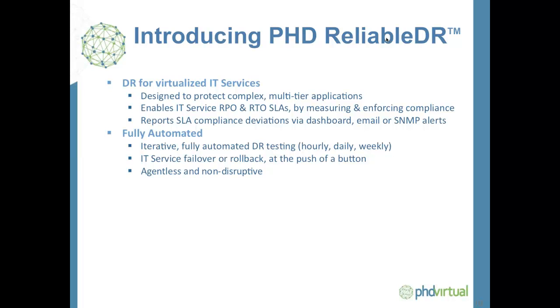Because talking to a lot of people, they don't particularly trust fully automated systems, especially when you're going to be failing over things like Exchange or even your whole infrastructure. There needs to be that last final person that says, yes, we want to do this, we're sure. But ReliableDR also is agentless and it's non-disruptive at your production site. And for a lot of people, that is real key.